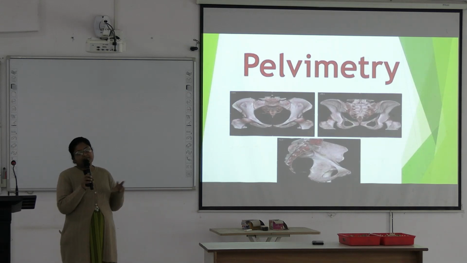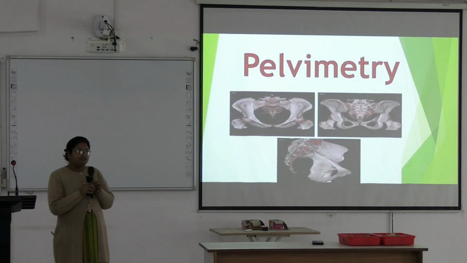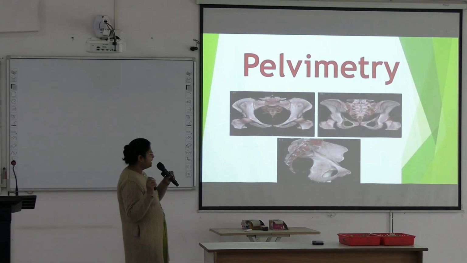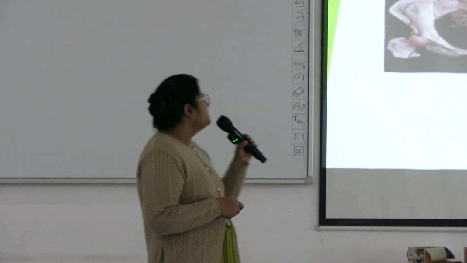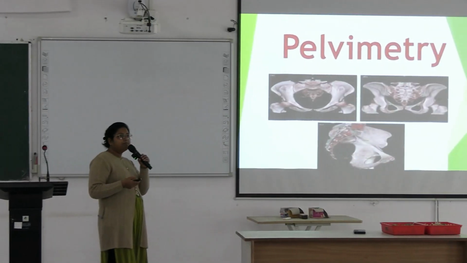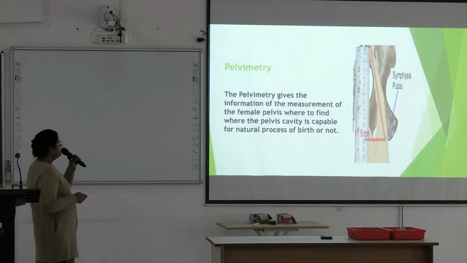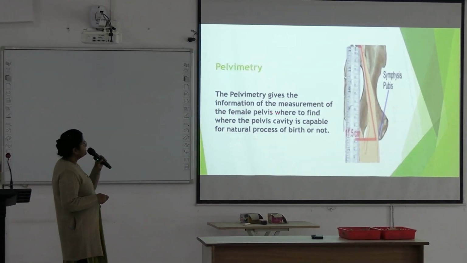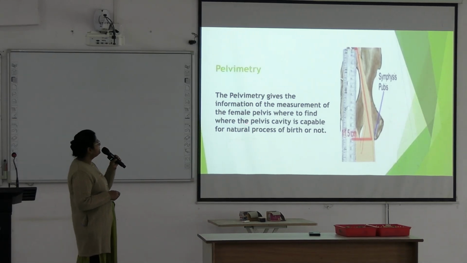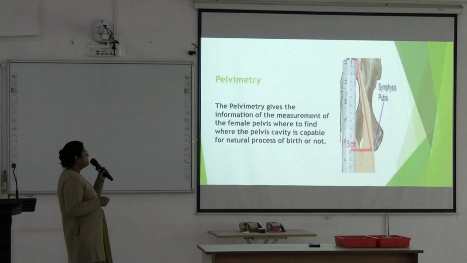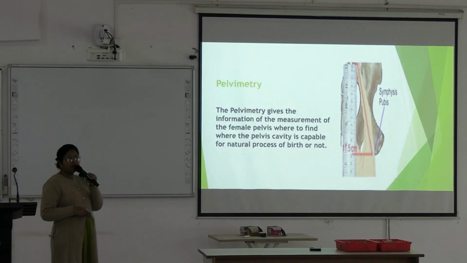There is a difference in diameters in males and females, and the types of pelvis are also different for males and females. So pelvimetry is measurement of the pelvis. Next, pelvimetry gives information on the measurement of the female pelvis, to find out whether the pelvic cavity is capable of a normal process of birth or not.